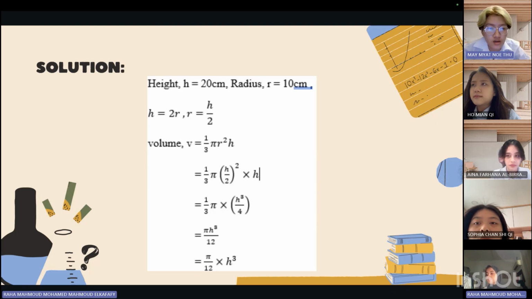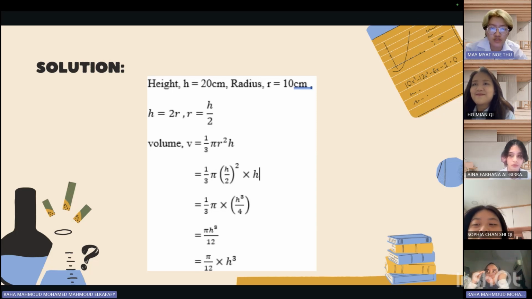So first of all, we need to understand the geometry. We need to know the conical tank is shaped like a cone, and we need to know the formula of the volume of the cone. And also the radius of the conical tank is half the height of the conical tank. So we're going to replace the radius with h by 2 in order to make the solving steps way easier.